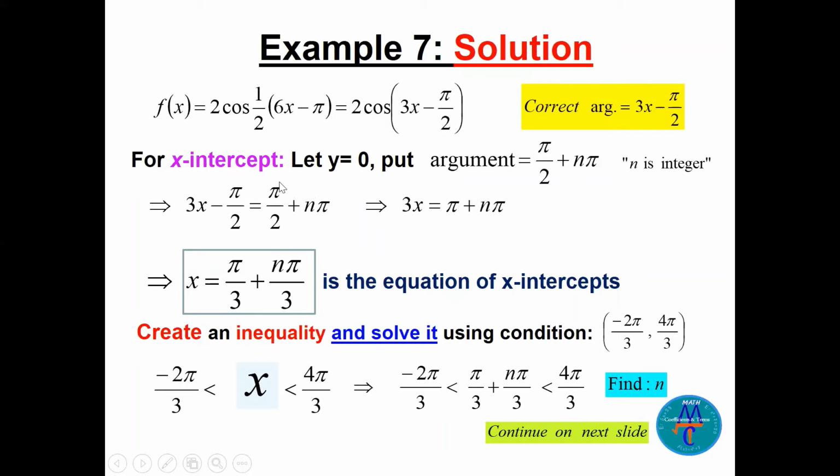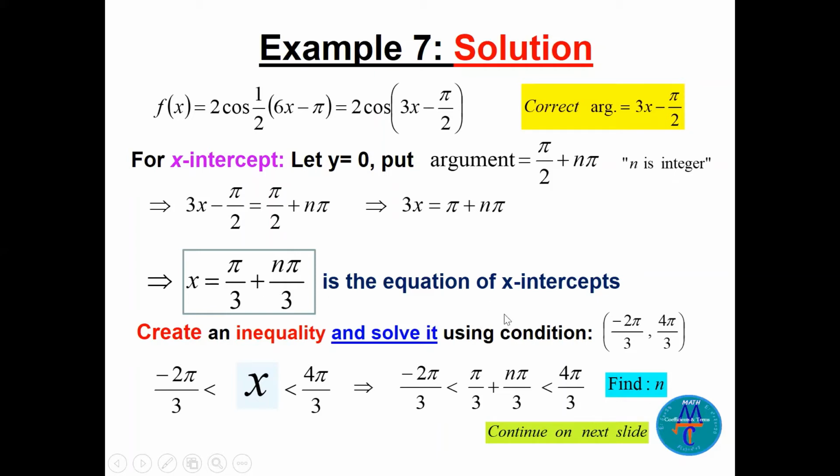Now directly we go to the x-intercept, let y equal 0. So put the argument equals pi over 2 plus n pi. That's the rule for the cosine. Now 3x minus pi over 2 is equal to pi over 2 plus n pi. Take this to the other side, it becomes pi. So divide by 3: pi over 3 plus n pi over 3 is the equation of the x-intercept. That's the equation. This one will give us all the x-intercepts.